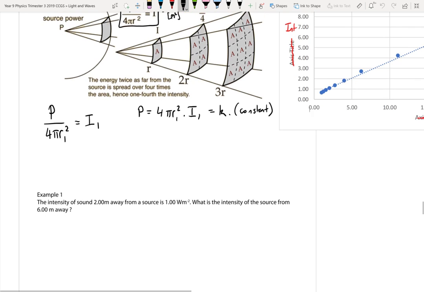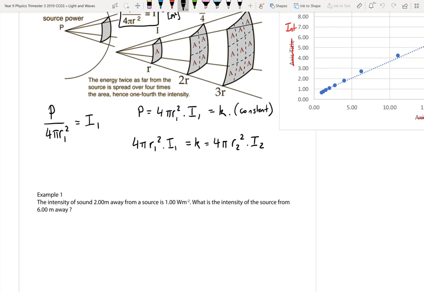We can have a little trick here. I could say that 4 pi R1 squared times I1 equals a constant, which could then equal 4 pi R2 squared times I2. We could change the distance, and that's what you did. You changed the distance and you saw the intensity change. You increase R, I goes down.